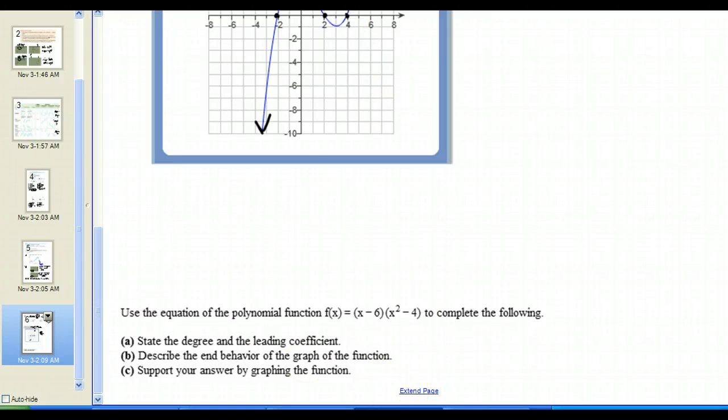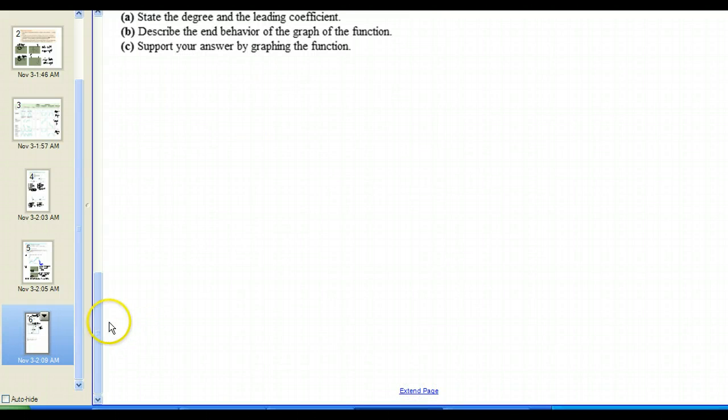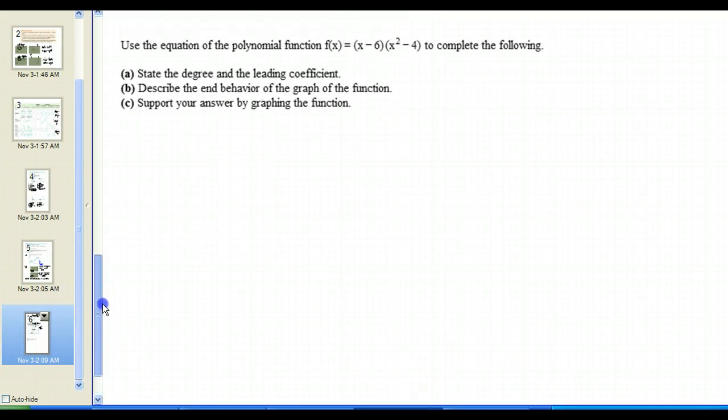Alright, and then here at the end, use that equation. It's a polynomial, right? But it is written in a factored form, meaning instead of writing it out completely, we've got it factored this way. So state the degree and the leading coefficient. This is actually because x times x squared, if we multiply this out, we get an x cubed. So this is actually degree 3. So this is a cubic.